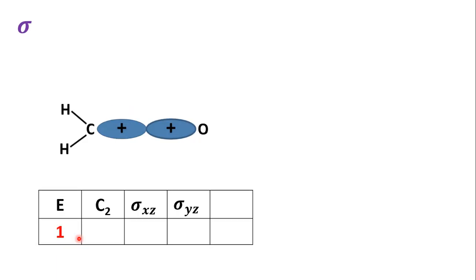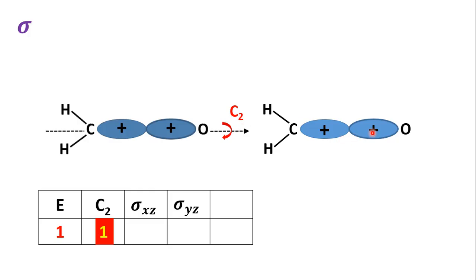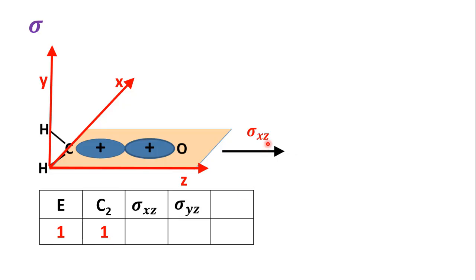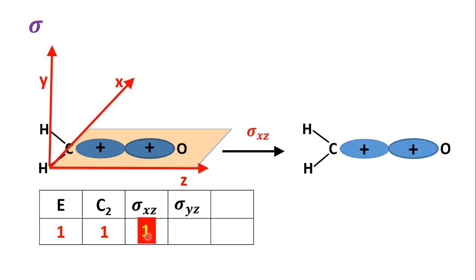And now we apply the C2 operation over the sigma molecular orbital. Both the lobes of the sp2 orbital are present in the C2 axis itself, that is, we make a rotation of 180 degrees and the two plus signs are not changed, and so we have 1. When we apply the sigma xz operation to the sigma molecular orbital, both the lobes of the sp2 orbital are present in the molecular plane itself. There is no change in the sign, and so we get 1.